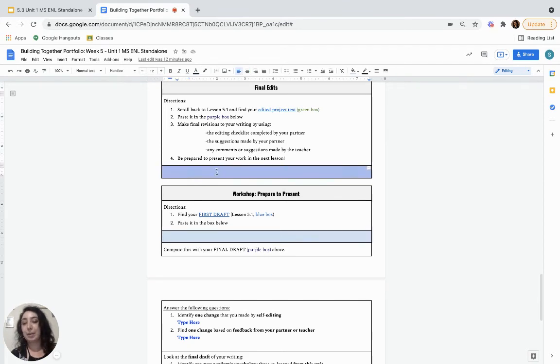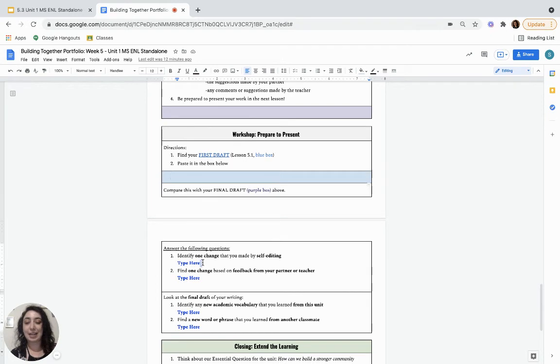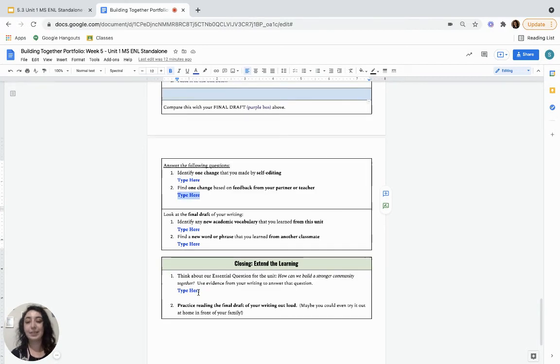Then they can compare this purple box with this blue box, so comparing the final draft with the initial draft, and identify one change they made by self-editing and one change based on feedback. And then they will look at the final draft of the writing, identify any new academic vocabulary, and identify any new words and phrases they may have learned from another classmate.